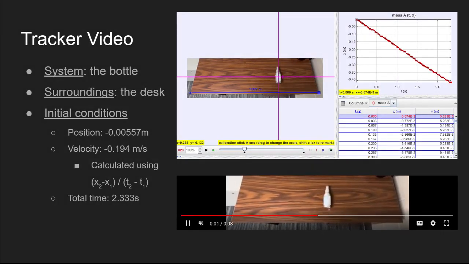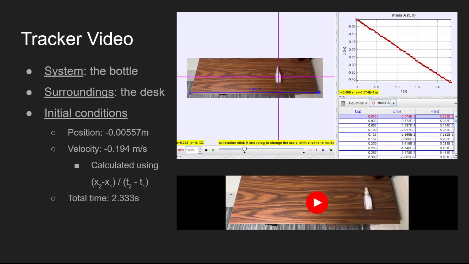For my video, my system is the bottle, which is my object, and the surroundings is the desk. I position my coordinate plane in the center of my object, so my object moved along the negative x-axis at a constant speed. I use my desk length as the scale calibration. I also ended up clipping the beginning frames in Tracker and the ending frames in my phone's Photos app to account for acceleration and deceleration.